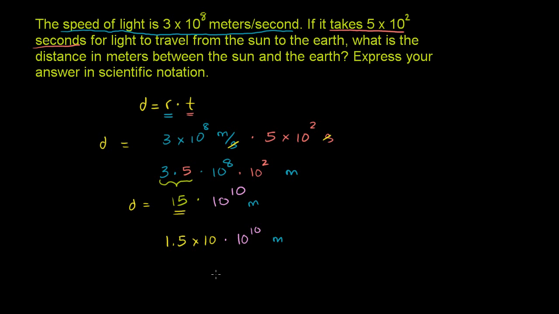And now we're really close. We have 1.5 times 10, or we could view that as 1.5 times 10 to the first times 10 to the 10th. And then we have 10 to the first times 10 to the 10th. That is just 10 to the 11th. Right? 10 to the 11th power. So the total distance from the sun to the earth in scientific notation is 1.5 times these guys, which is 10 to the 11th meters.